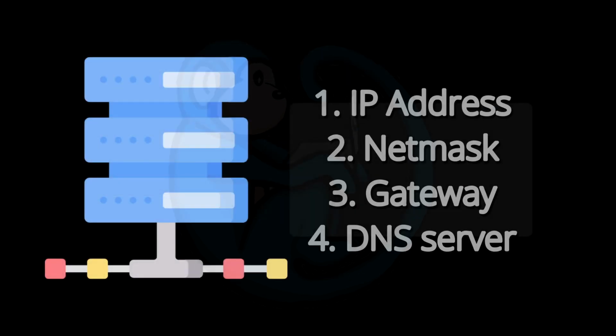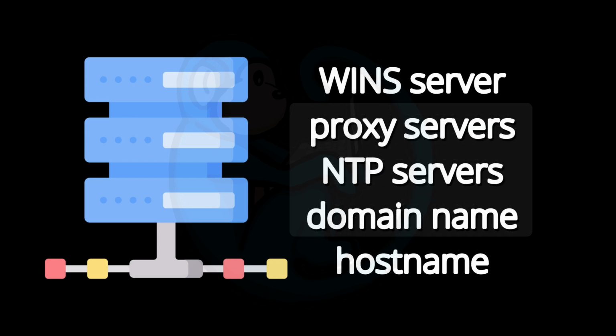These four items can be manually set by the system administrator for each machine, or they can be automatically assigned by a DHCP server. The DHCP server actually is not limited to assigning just the IP address, the netmask, the default gateway, and the DNS. It can assign Windows Internet Name Service servers, proxy servers, network time protocol servers, domain name, a host name, etc.